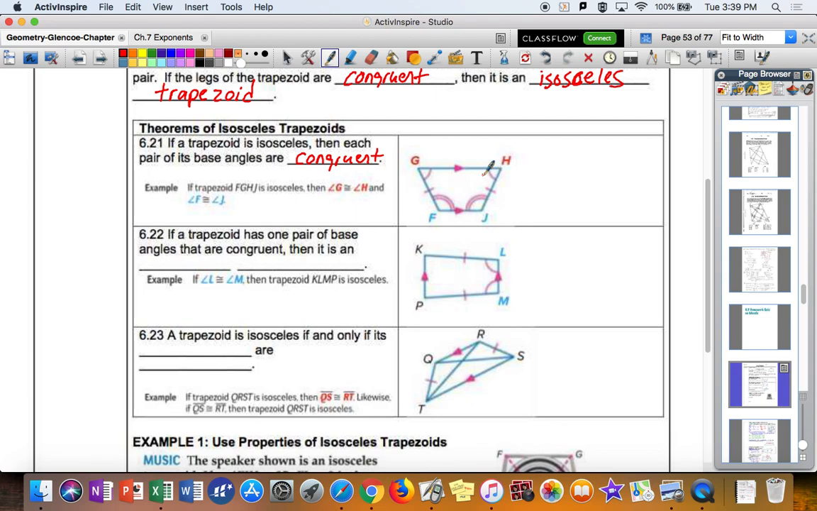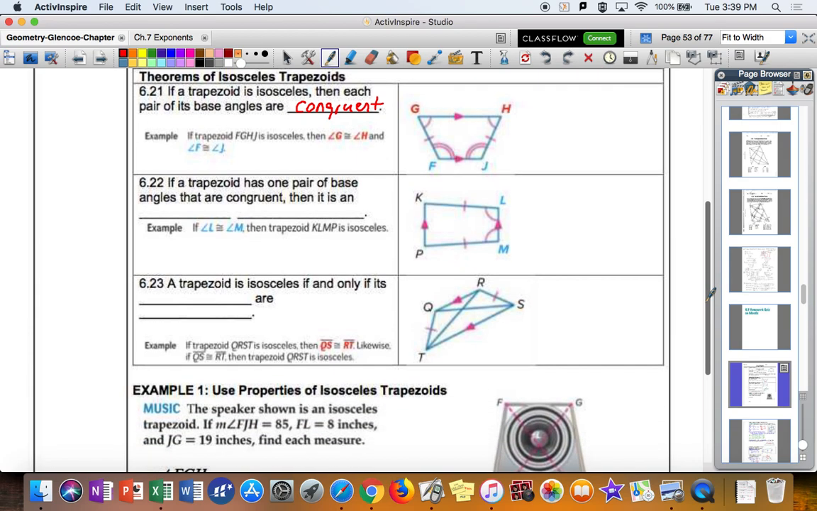And once again, we are talking about a characteristic that is just like an isosceles triangle, which also had congruent base angles. 6.22 says if a trapezoid has one pair of base angles that are congruent, then it has to be an isosceles trapezoid. This is kind of like the converse of 6.21. So if we have base angles that are congruent in a trapezoid, then it has to be an isosceles trapezoid.